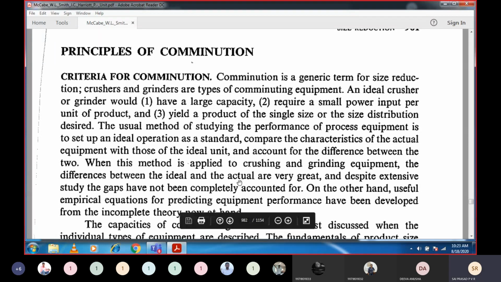Yeah, where I am. Yeah. The usual method of studying the performance of the process equipment is to set up.